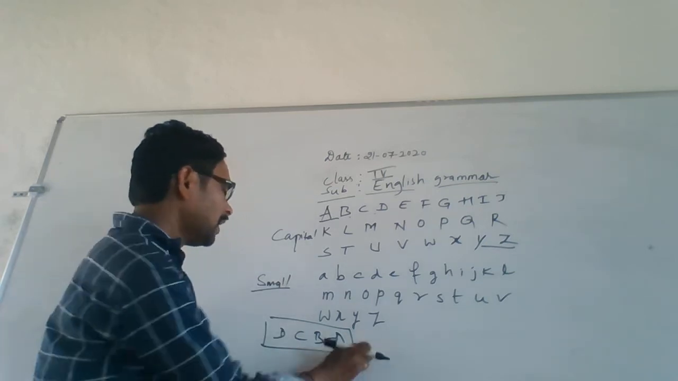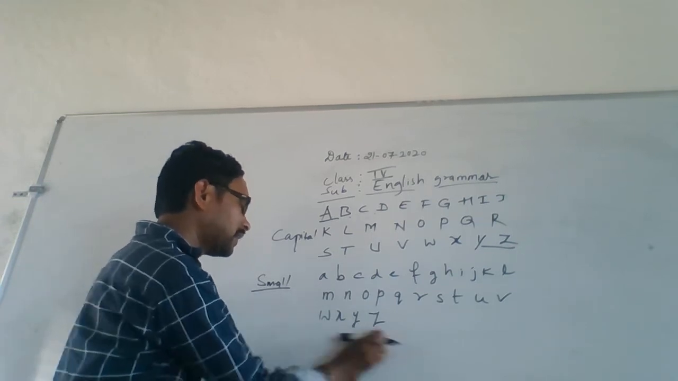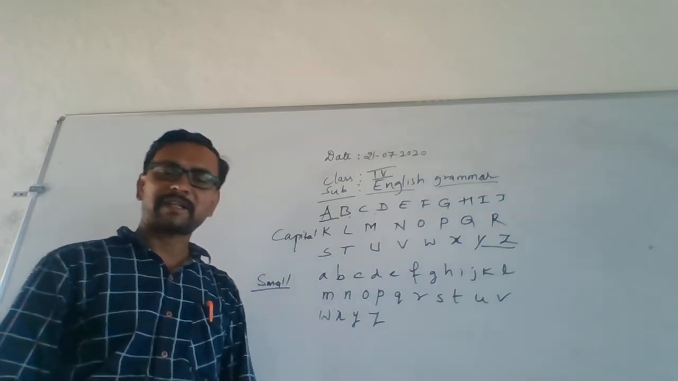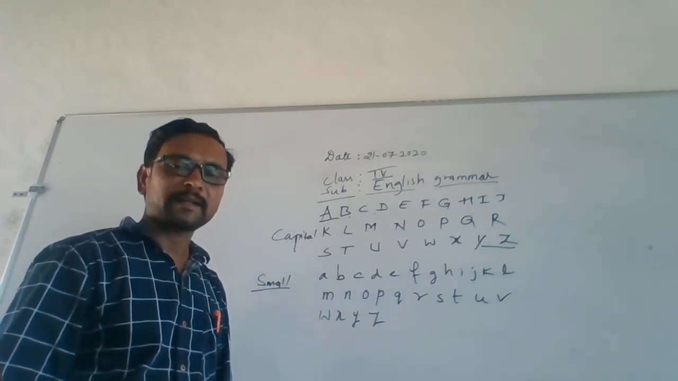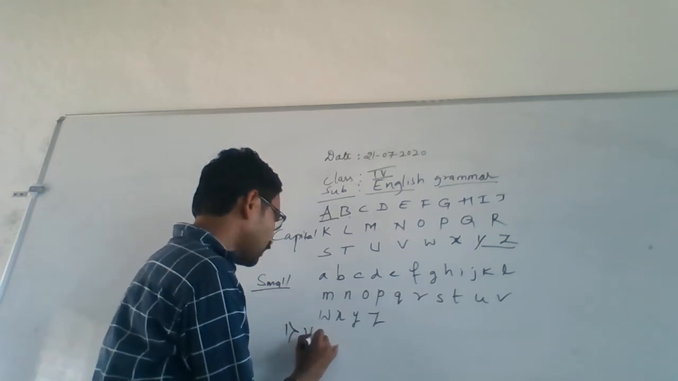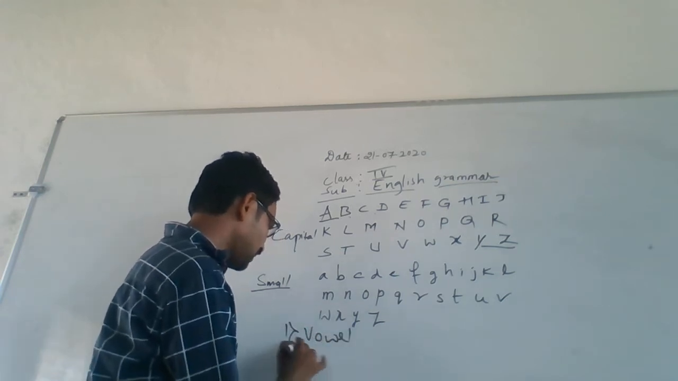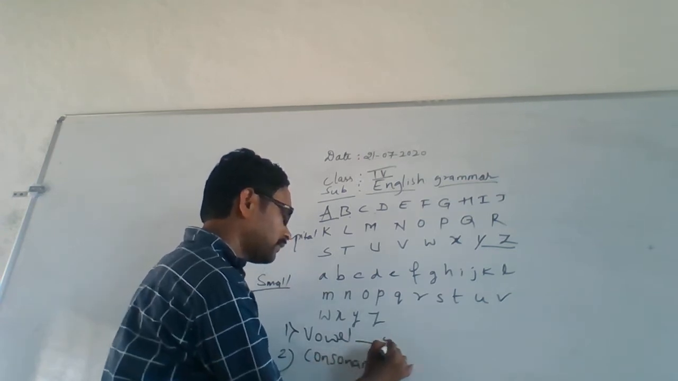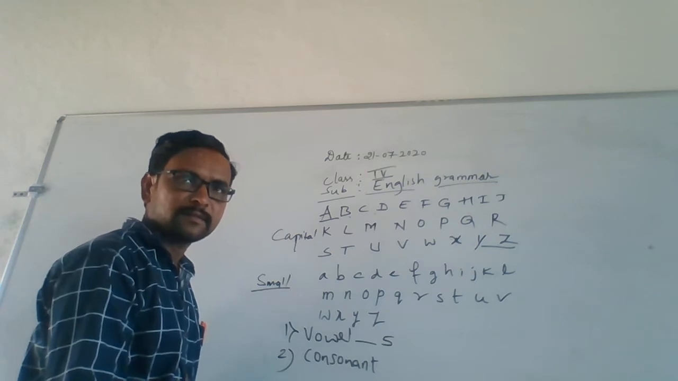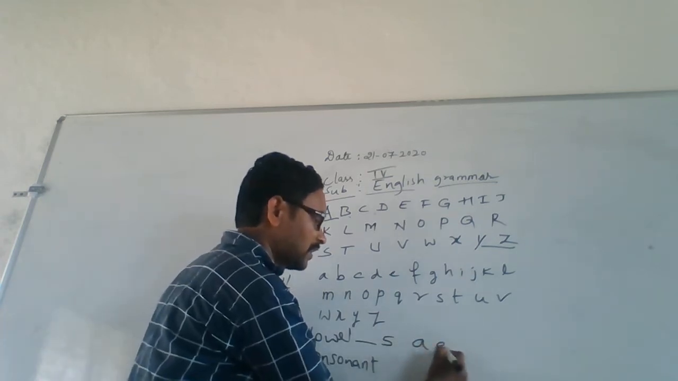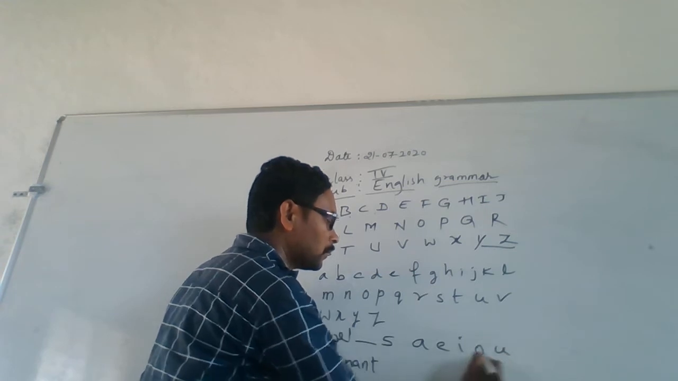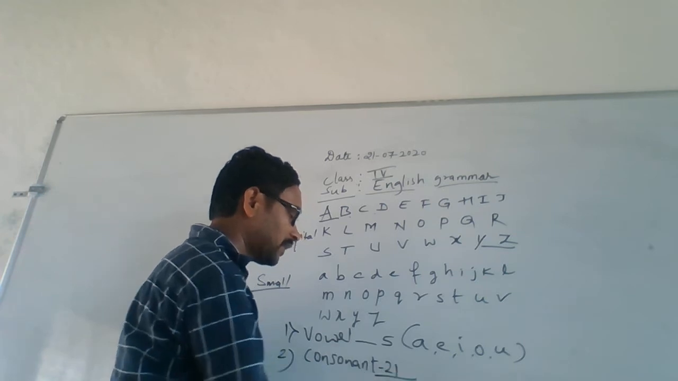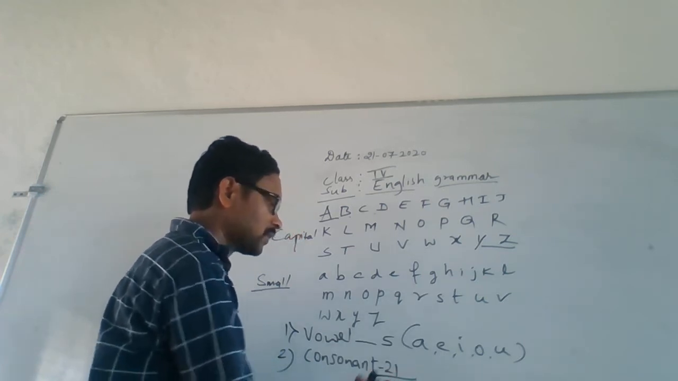Okay. So how many groups are there in the alphabets? Two groups are there. One is vowel, another one is consonant. How many vowels are there? Five vowels are there. A, E, I, O, U. These are called vowels. The remaining 21 letters are called consonants.